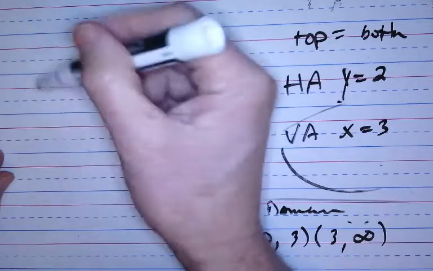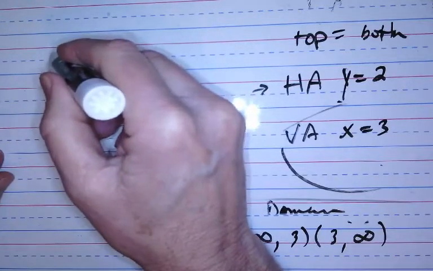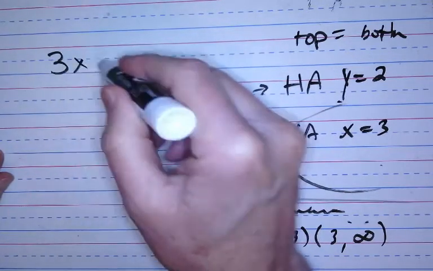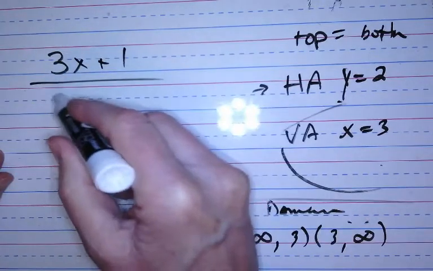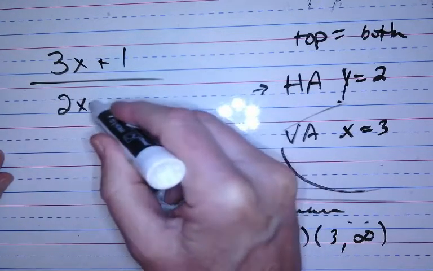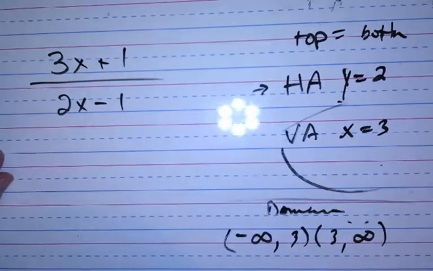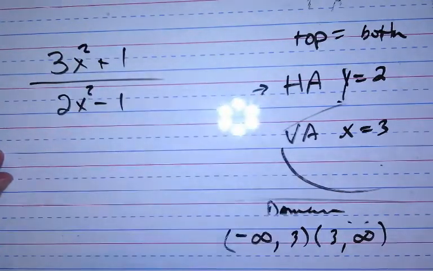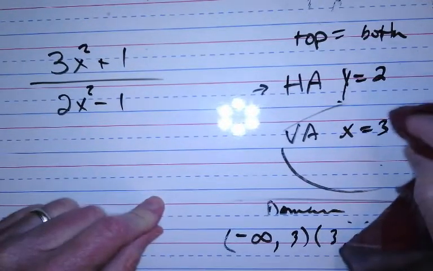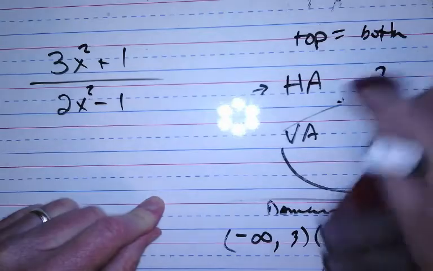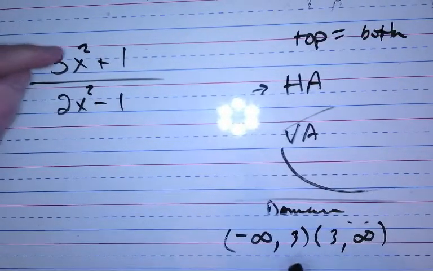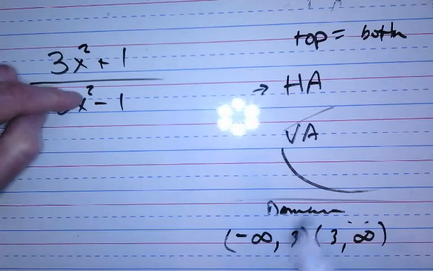What if we had, let's see, what is this? 3x plus 1 and then 2x minus 1. Oh my goodness. Well, let's make it x squared just because we can, huh? Okay, so is the top equal to the bottom? Yes. I mean, what am I talking about? The exponent on top is equal to the exponent on the bottom, right?